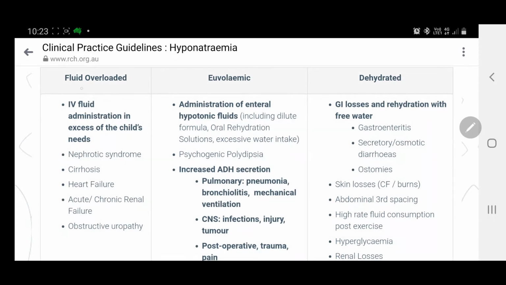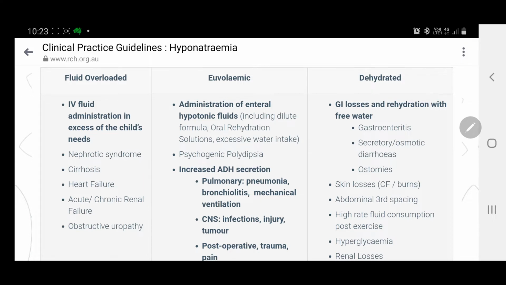The first one is fluid overload. As we said, IV fluid administration in excess of the child's needs. That's why we said in a previous video that we need to give 2/3 of the maintenance fluid. If we do give all of the maintenance fluid, it might cause hyponatremia. All the causes in bold are the common ones. Other causes of fluid overload hyponatremia are nephrotic syndrome, cirrhosis, heart failure, acute or chronic renal failure, and obstructive uropathy.